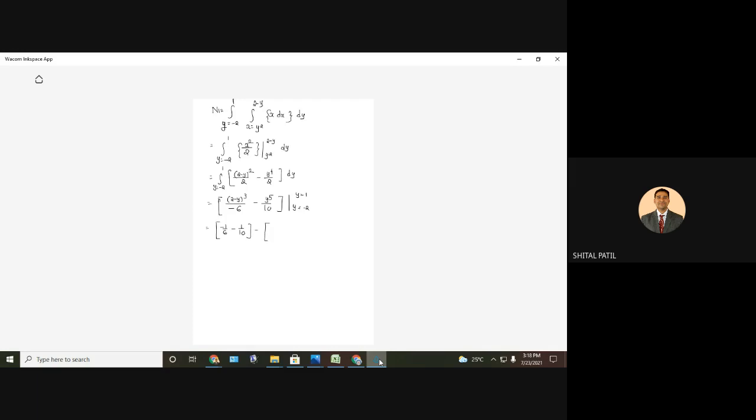Minus of. Lower limit is minus 2. Minus of minus 2, 4. 4 cube, 64. Minus 2 raised to 5. 32 by 10.